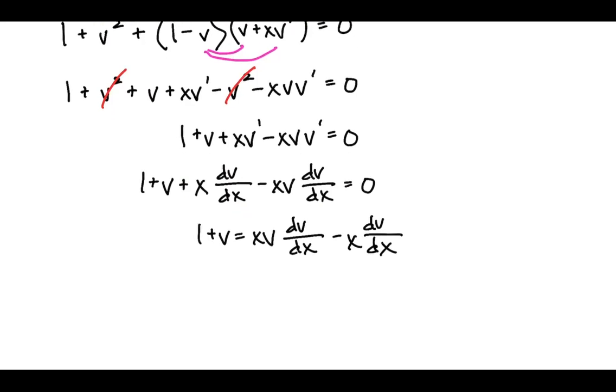Now, one thing I noticed is both of the terms, yes, they both have dv dx, but you know what they also have? They also have an x. And so what I'm going to do here is I'm going to say we have 1 plus v, and I'm going to bring that x to the front. And I'll be left with v dv dx minus dv dx.